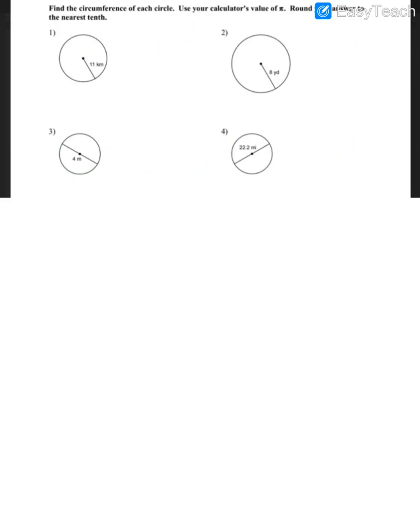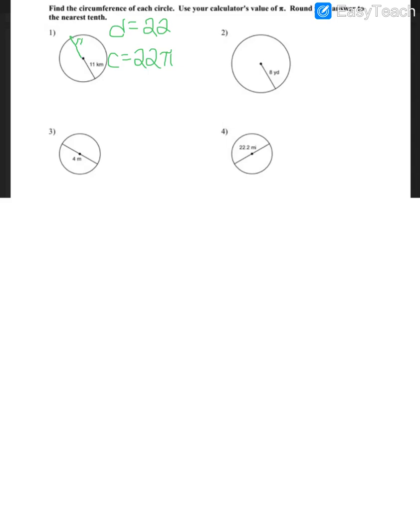So to find the circumference, first you need to be able to identify the diameter. Diameter is straight across, the whole thing straight across through the center of the circle. So in number 1, if the radius is 11, you have another 11 kilometers over here, making the diameter 22. So the circumference will be 22 times pi, and I'm going to use 3.14 for pi.